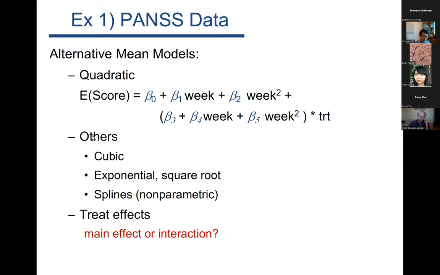Now there are other options too. You can maybe assume a cubic relationship, you can assume an exponential relationship, or maybe square root or whatever else you think might be reasonable from your scientific hypothesis. You may also use splines to allow more flexible relationships.